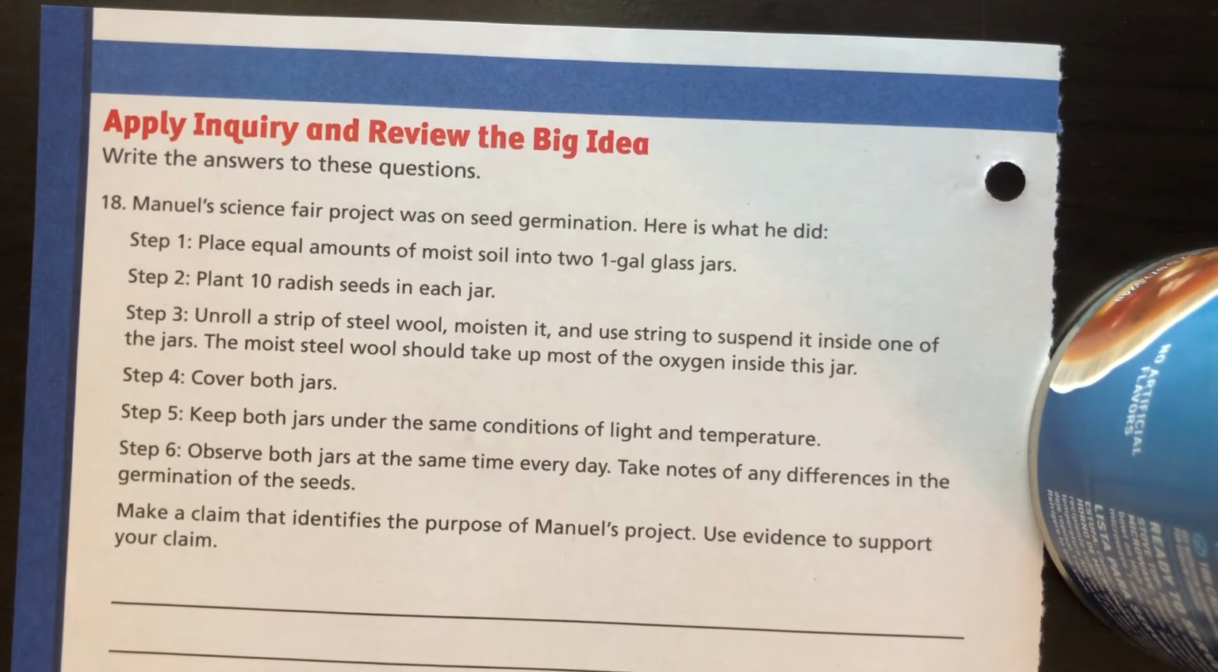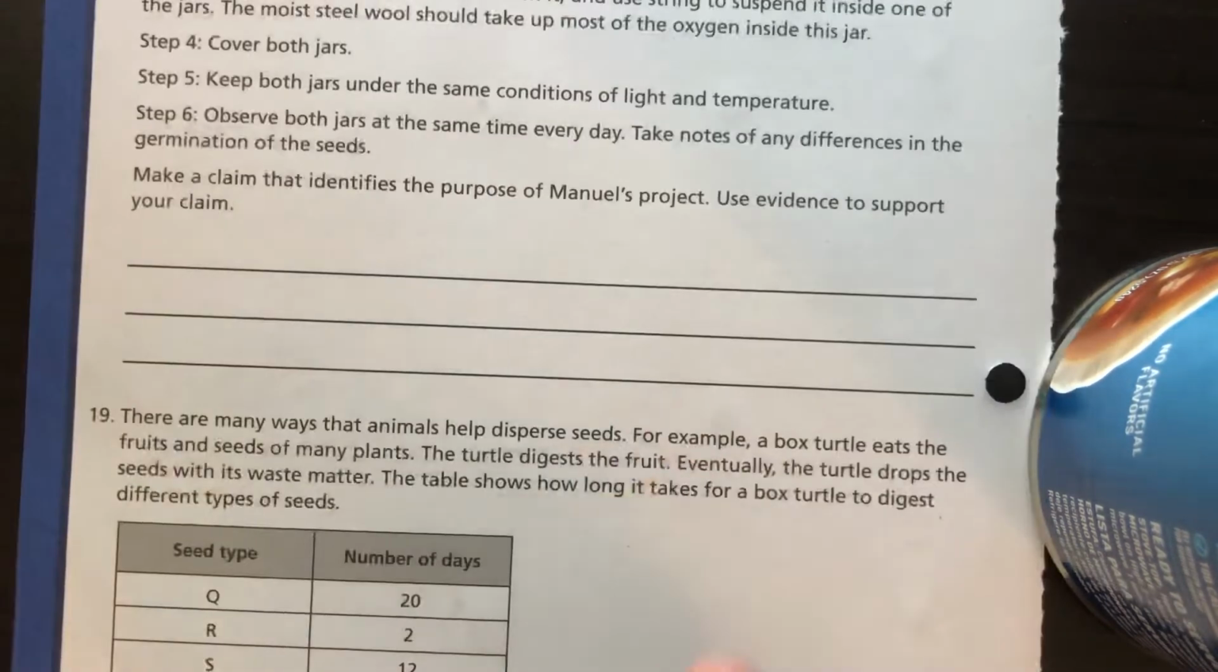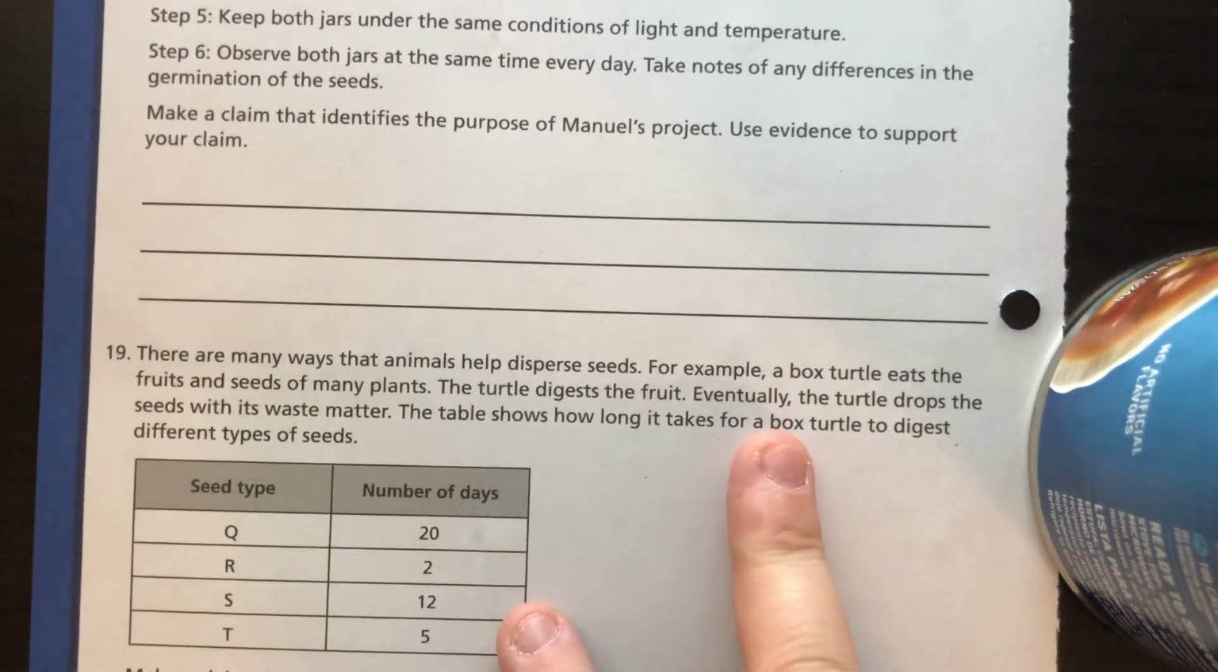Make a claim that identifies the purpose of Manuel's project and use evidence to support your claim. Well, what he's trying to figure out is, if he's trying to take oxygen out of one of the containers, it means that he's trying to determine whether seeds need that oxygen in order to germinate. So that's why he put the steel wool to take up all the oxygen in one jar, but keeps everything else the same, and then he compares it to the jar that does not have that steel wool that is going to steal the oxygen away. That's how he's going to figure out whether they need oxygen or not, by removing it from one of the plants and seeing if it grows.